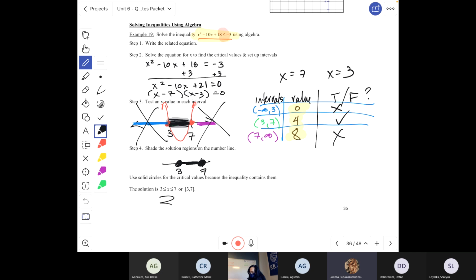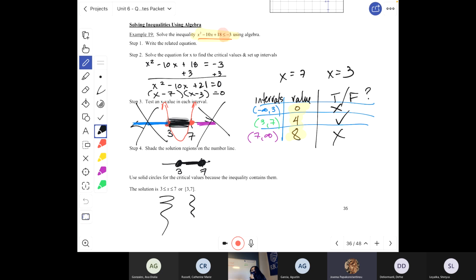So how can I write that as an extended inequality like that? Or as an interval like that? Yes, ma'am. Will you ever have the number line be just like negative infinity be your solution set? Does that not make sense? No, it would not make sense.